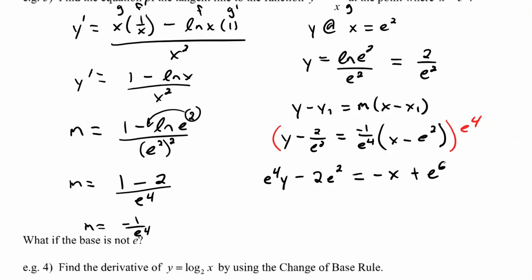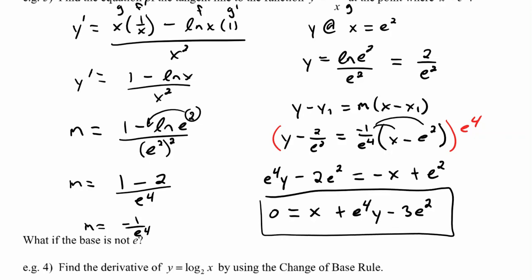e to the 6. So hopefully I didn't lose you there. I went e to the 4 times e to the 2 was e to the 6, and then over e to the 4 was e to the 2, right? So it kind of expanded this part in without actually doing it there. If you want, expand that out first and then apply the e to the 4. Okay, and then rearranging this, we get 0 is equal to x plus e to the 4y minus 3e squared. So this is our formula written in standard form.